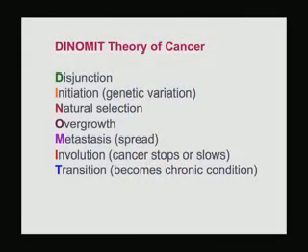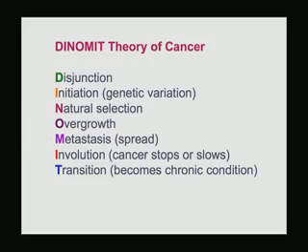The result of all this is what we're calling the DINOMIT theory of cancer. And the idea is that there are these steps in cancer that each allow a possibility of intervention. Previously, we had a model that just had the I and the O and the M. The initiation, which is a mutation, the overgrowth, which is when the cells get out of control and become large enough for a clinically detectable tumor, and the M, which means spread of the tumor or metastasis.